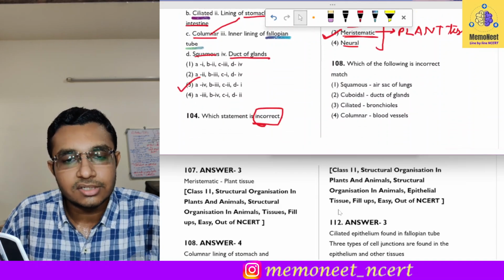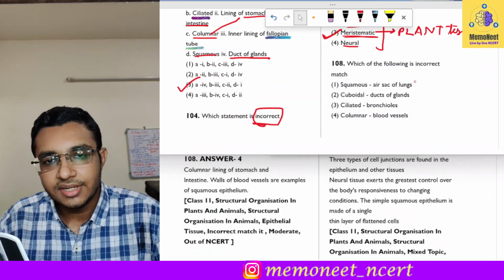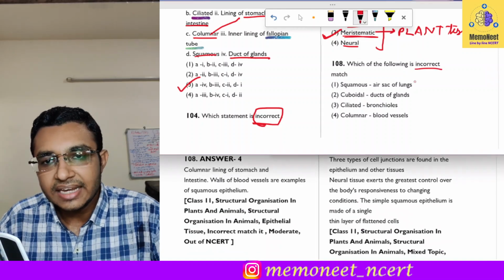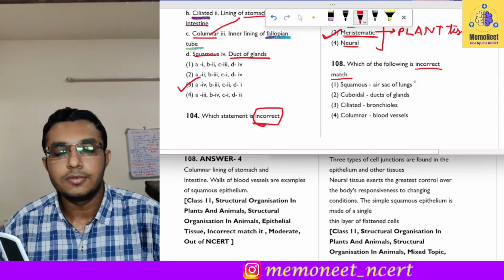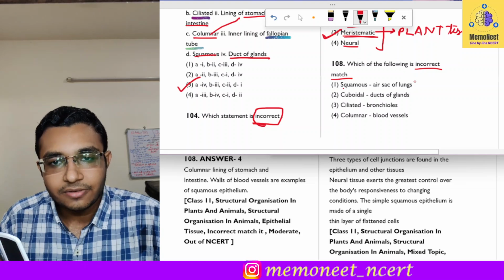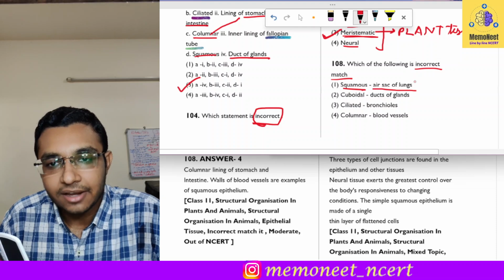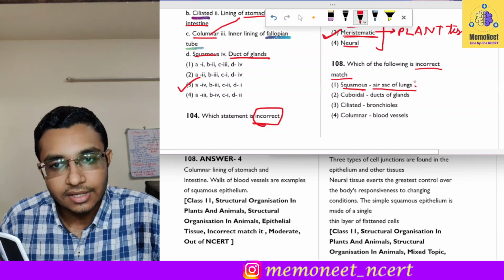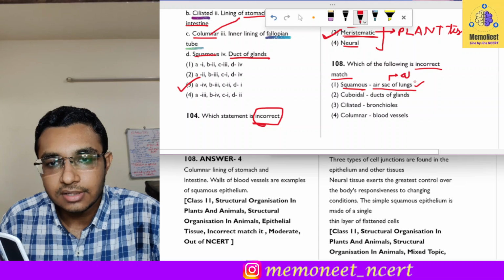Moving on to the next question, that is question number 108. This question states that which of the following is incorrect match. Okay, so among the following four options, we have to find out which of the following is matched incorrectly. Okay, so first is squamous epithelium. The location of squamous epithelium is given air sac of lungs. So is this correct? Yes, this is absolutely correct. Why? Because what is the air sac of lung? That is the alveoli.